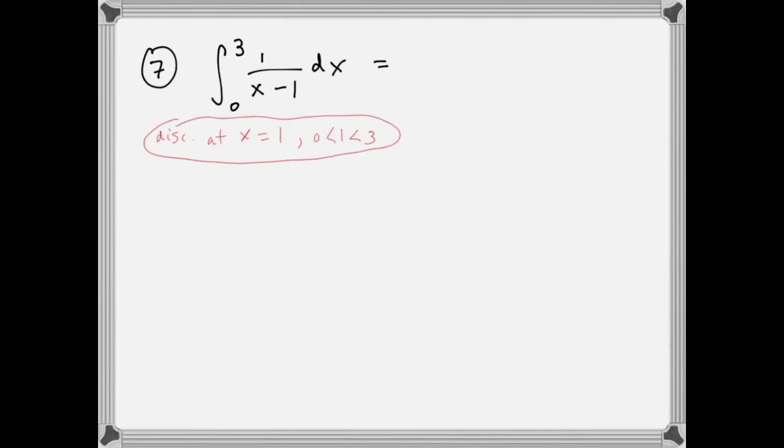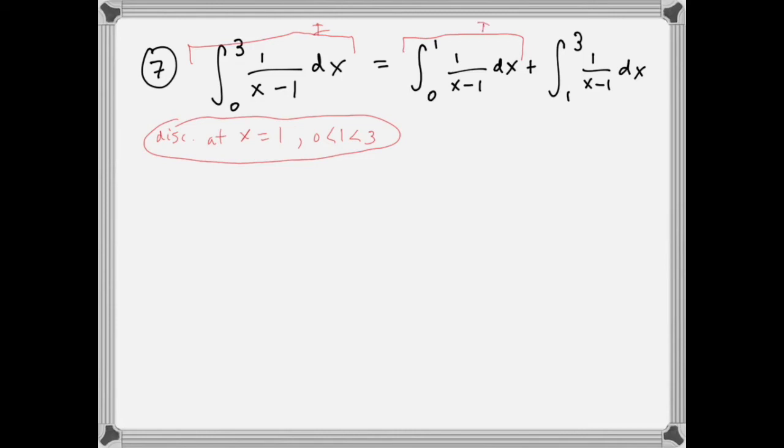And so we know we're going to have to split this up. We need to go from 0 to 1 plus 1 to 3. So let's go ahead and give these guys names. I'm going to call this integral I. I'm going to call this integral I1, and I'm going to call this integral I2. So let's do these one at a time. Which one do we want to do first?